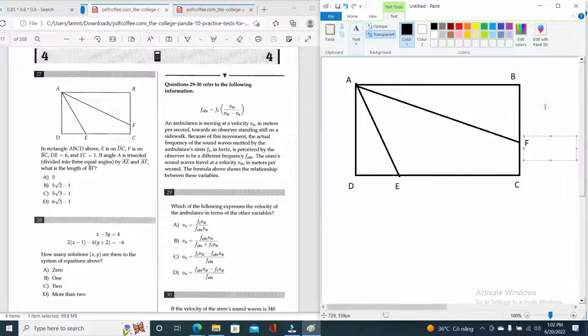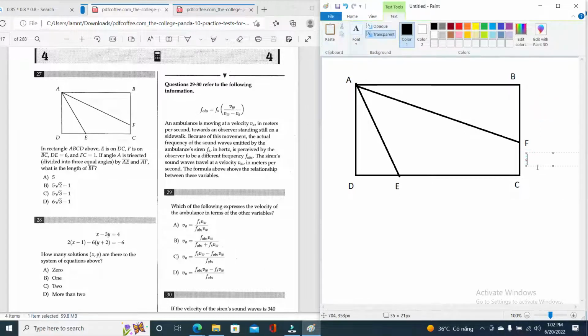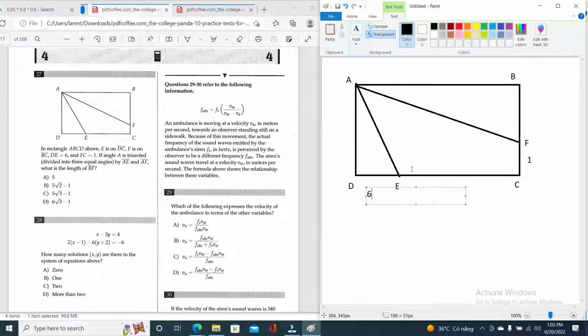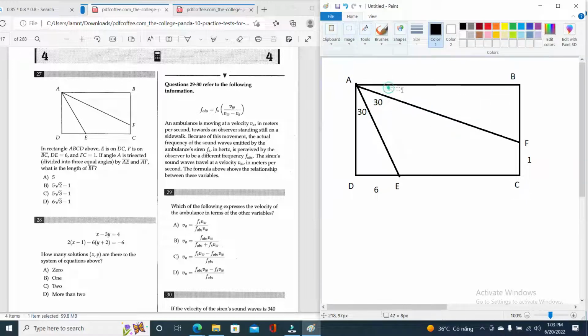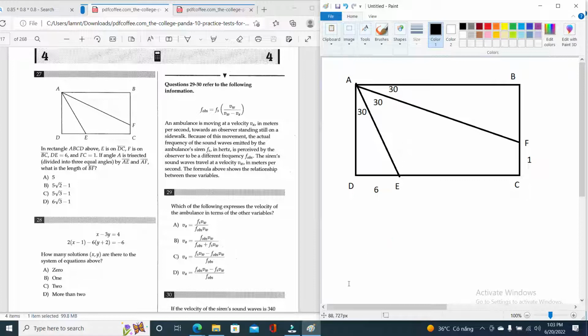Alright, so we know that FC is 1. Alright, and we know DE is 6. And we know that this is 30 degrees. This is also 30 degrees, and this is also 30 degrees. Alright, it's trisected. The angle A is trisected. Okay. What is the length of BF? Okay, BF.